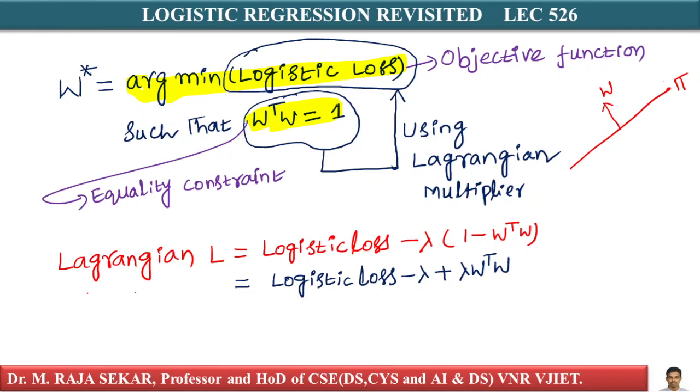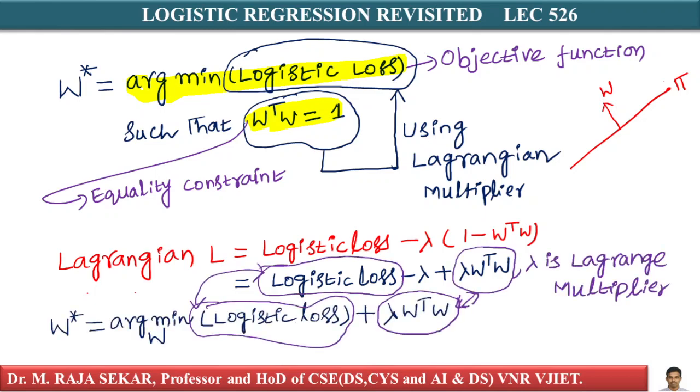These two terms, logistic loss and lambda into W transpose W, are exactly the same as what we wrote in our actual optimization problem. Just compare them. This is logistic loss in the Lagrangian; in W star also you have logistic loss. Here you have lambda into W transpose W; here also. This first term is similar to that first term, and this second term is similar to that second term. These two terms are exactly the same as W star equal to argmin of logistic loss plus lambda into W transpose W. Here lambda is the Lagrange multiplier.